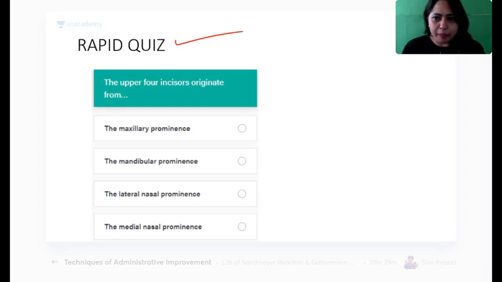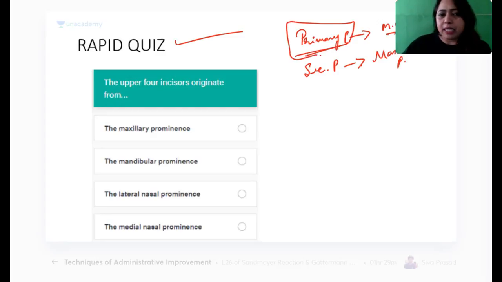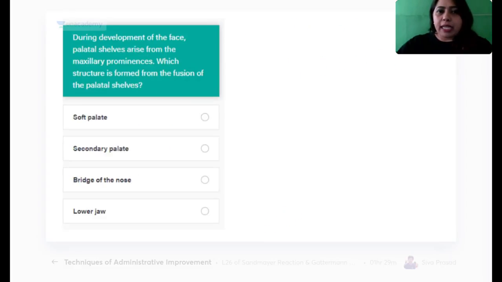The primary palate, secondary palate. The primary palate is given by the medial nasal process, and the secondary palate is by which one? By the maxilla. Maxillary process. So we were talking about the four incisors, and that is present on the primary palate, and it is by the medial nasal process. So the answer is D. Okay. Yes, it is not by maxilla. Maxilla is secondary process. Secondary palate.